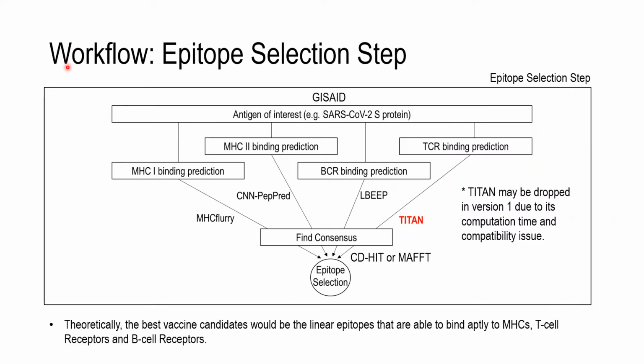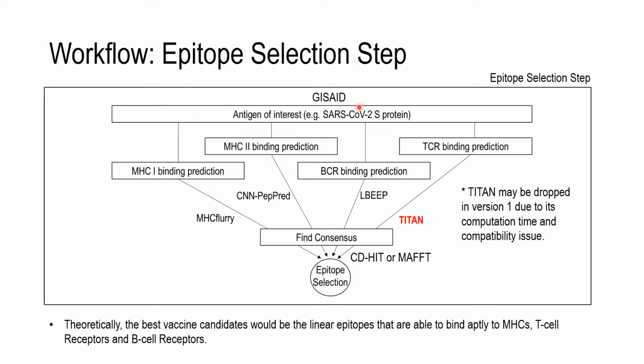And here is an example workflow that we're using in the pipeline right now. This slide is specifically for the epitope selection step. Within the epitope selection step, we start from the antigen of interest, for example, the SARS-CoV-2 S protein. We've downloaded the protein sequence from the GISAID database.